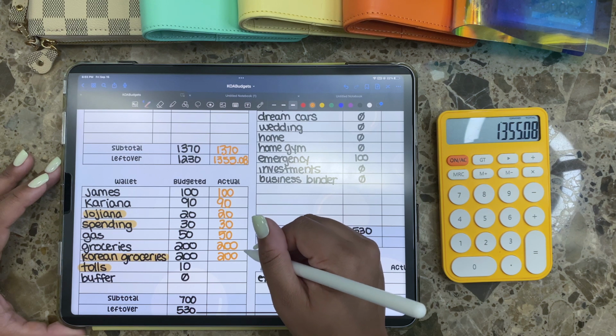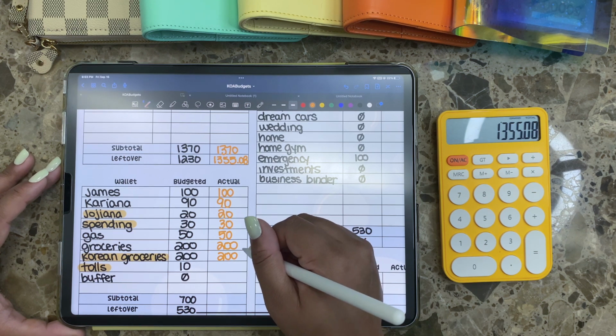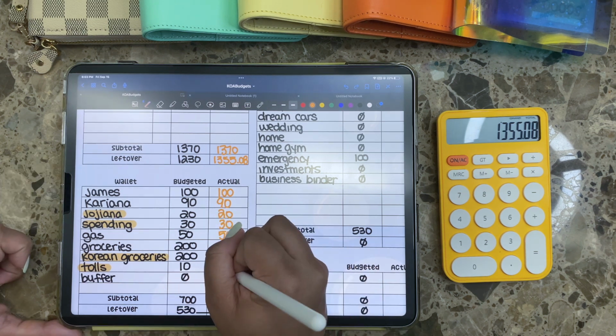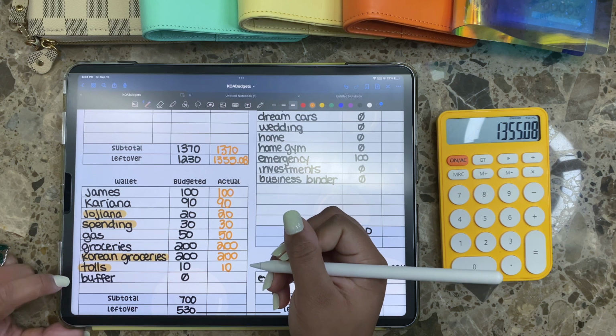It may look like we spend a lot in groceries in a paycheck, but our daughter is still in diapers, so a lot of that money goes towards diapers and wipes. And then we have tolls. And last is our buffer.